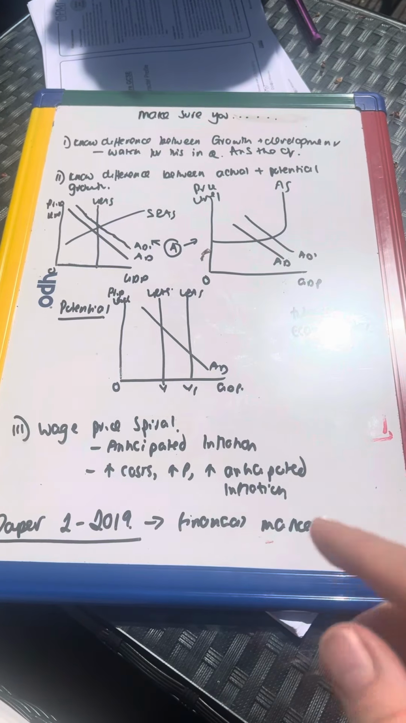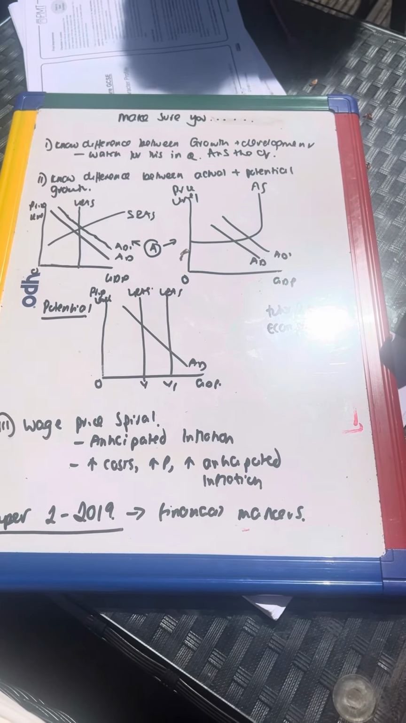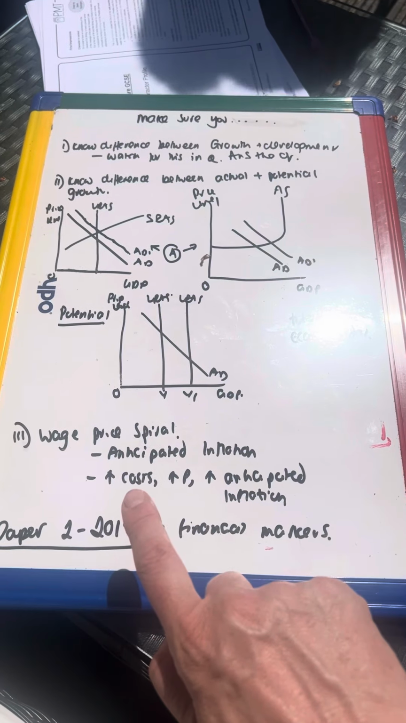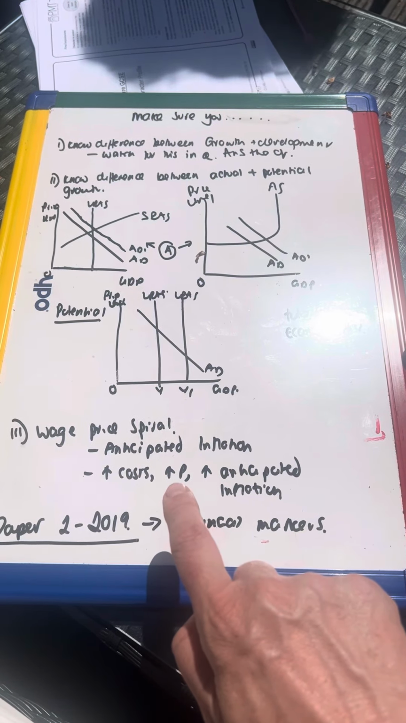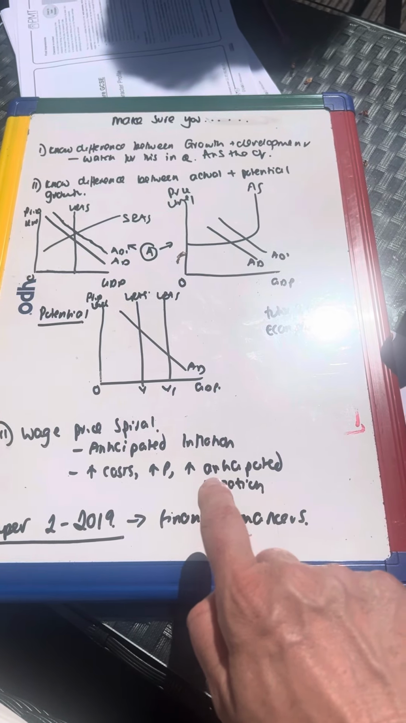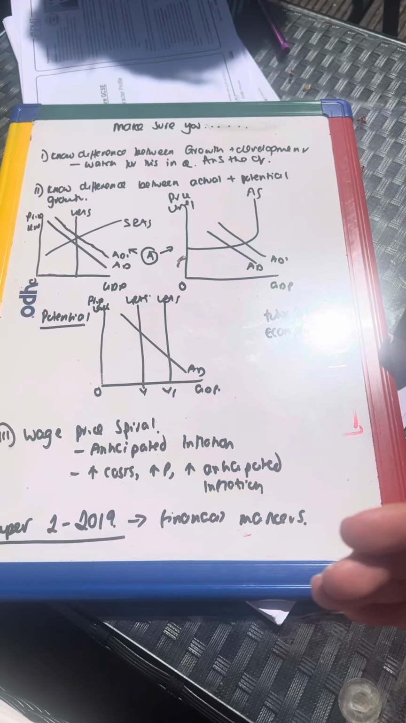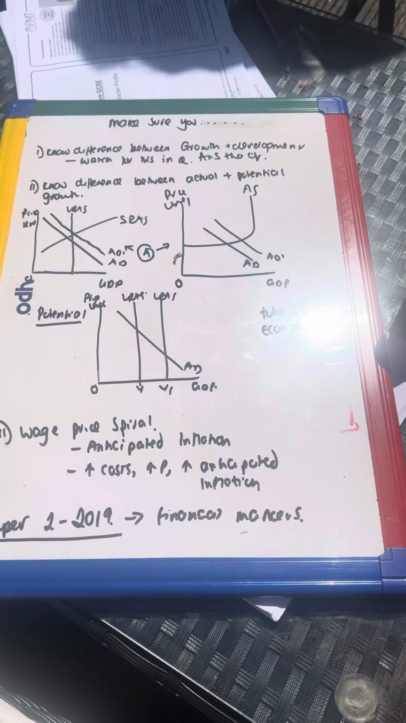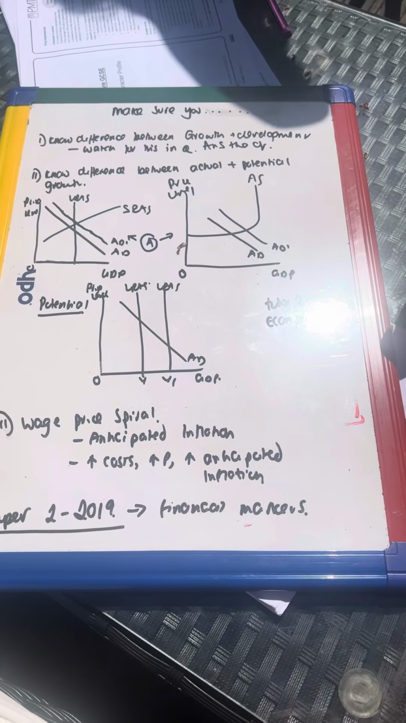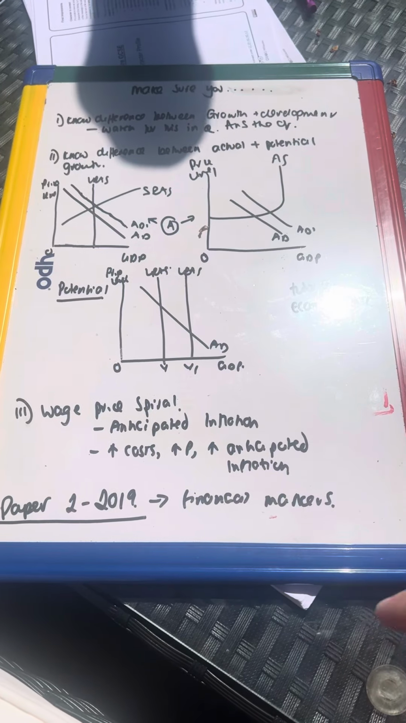A wage price spiral occurs whereby factors of production anticipate higher levels of inflation, therefore they demand higher wages. This increases costs, which are then passed on to higher prices, inflation, which then increases the anticipated inflation by factors of production in the following year. So if you expect inflation to be 2%, you ask for a 4% pay rise, costs increase, prices increase. The next year you expect 6%, and so on and so on. It gets bigger each time.